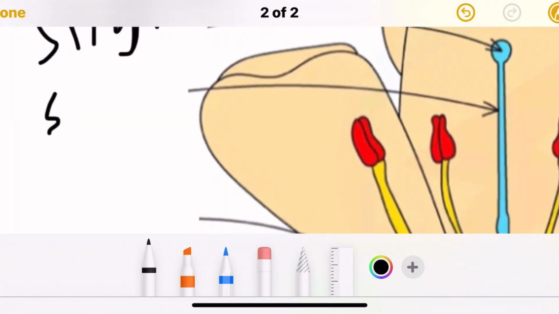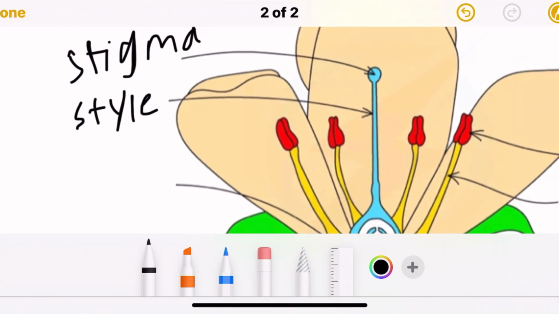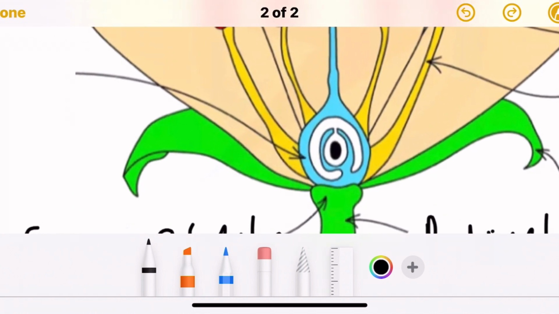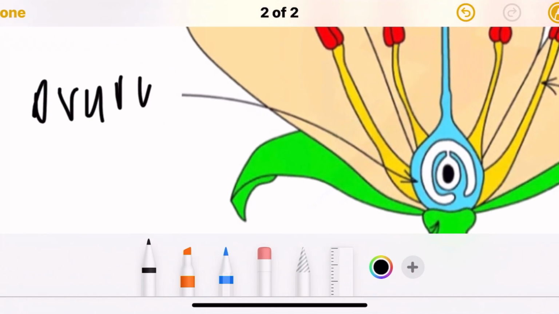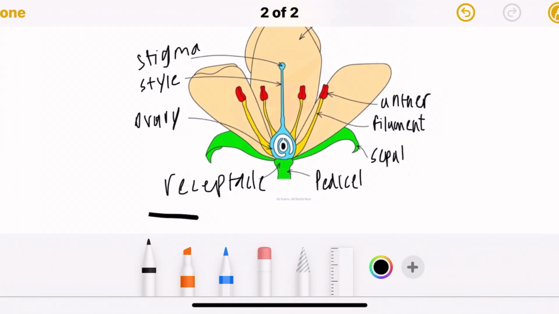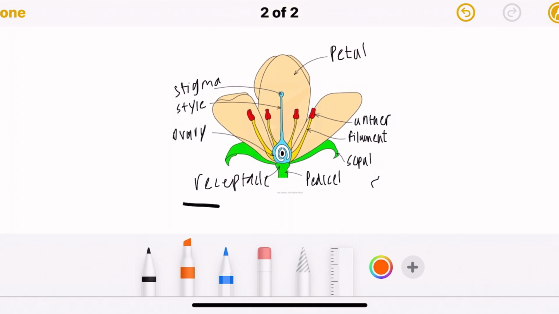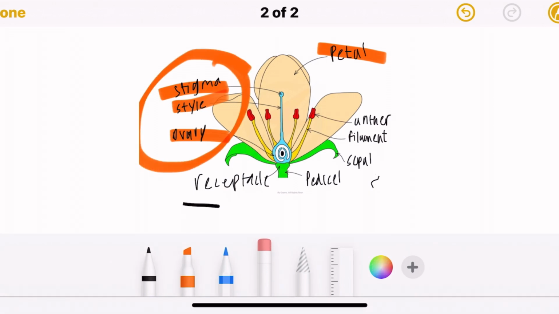This is known as the style. Just remember, women got style. So the style is the female part of the plant. The style helps to transfer the pollen from the stigma to the ovary. And this is known as the ovary. What does the ovary do? The ovary produces the female sex cells. The ovary has ovules, and ovules have ovum or ova, the female sex cell. So this is the labeling. Very good. Excellent. The stigma, style, and ovary together are known as the carpel or the pistil.